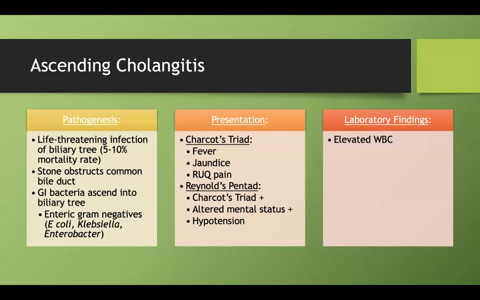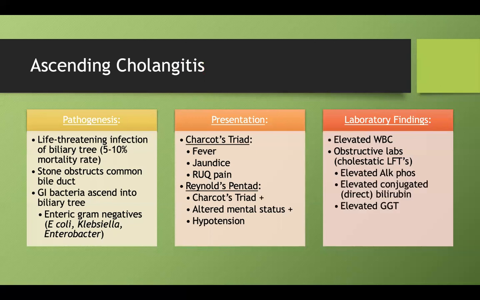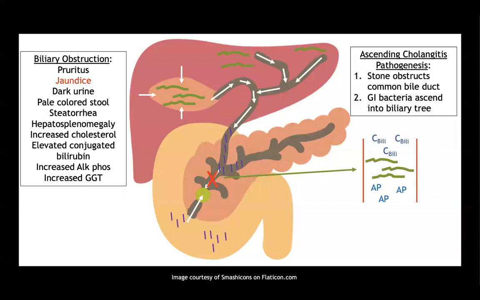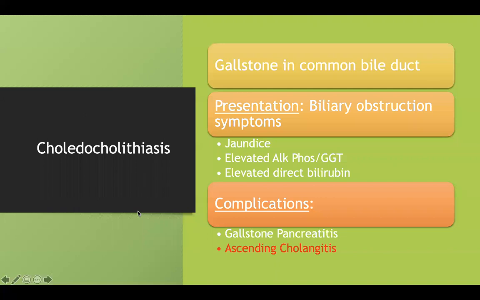On laboratory evaluation, you're going to get an elevated white count, which again shouldn't surprise you. You're going to get obstructive labs like elevated alk phos, elevated conjugated bilirubin, and elevated GGT. Again, that shouldn't surprise you, because we have those as part of our biliary obstruction symptoms. And that's all you need to know for ascending cholangitis.